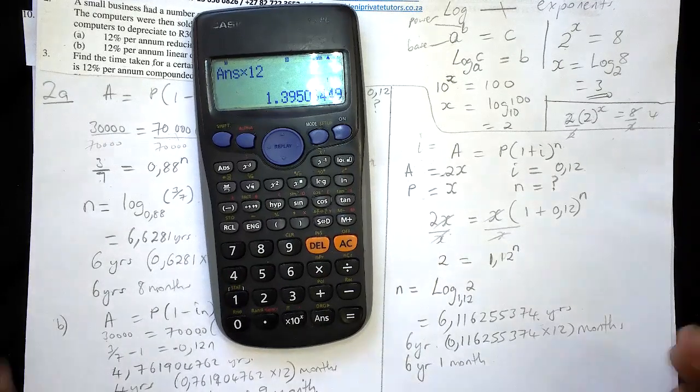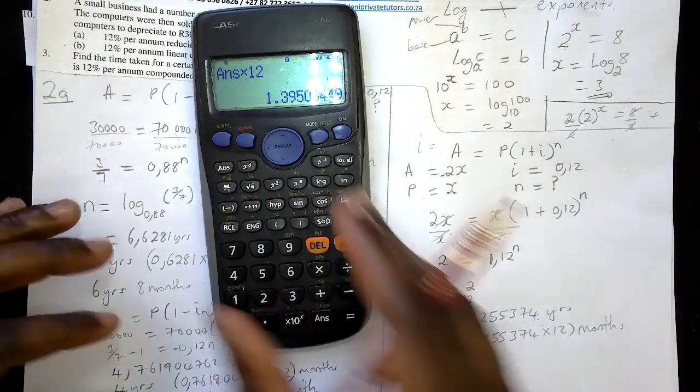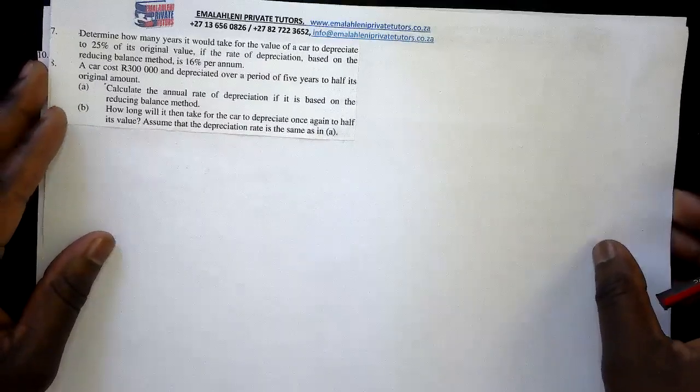So we have now seen how we are supposed to find n if your n is actually a power. Okay. Now let's move on to another problem and see what we are faced with.